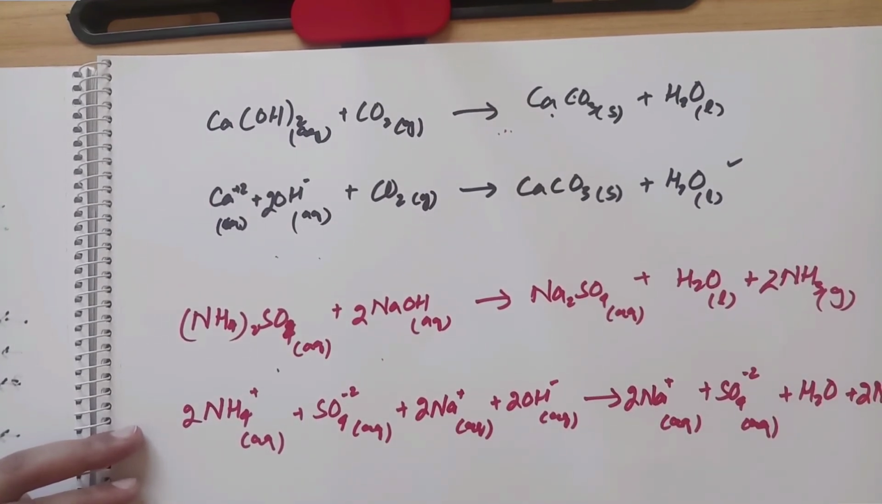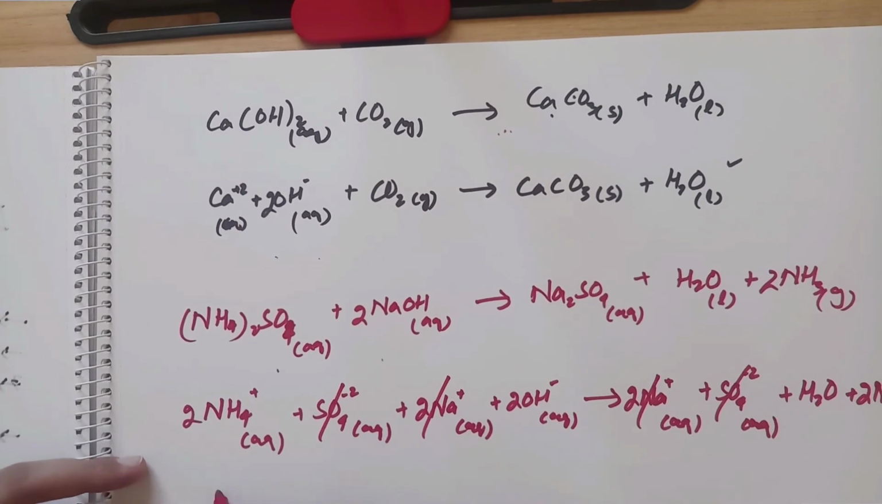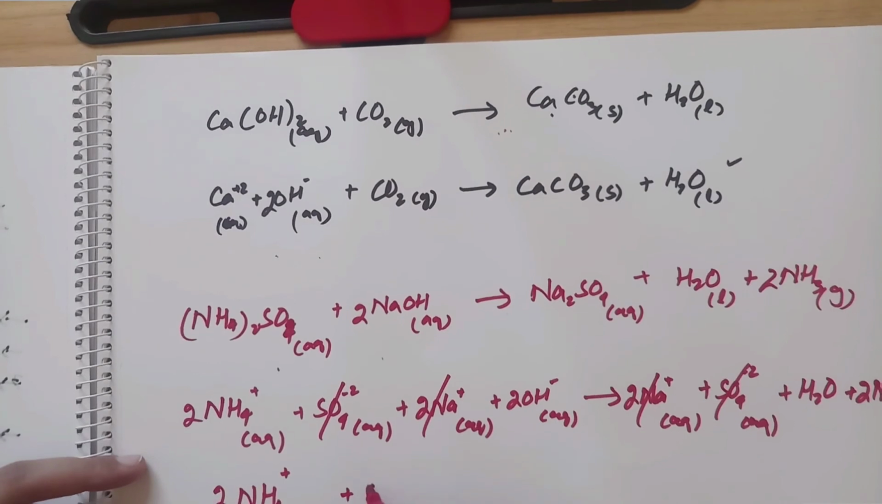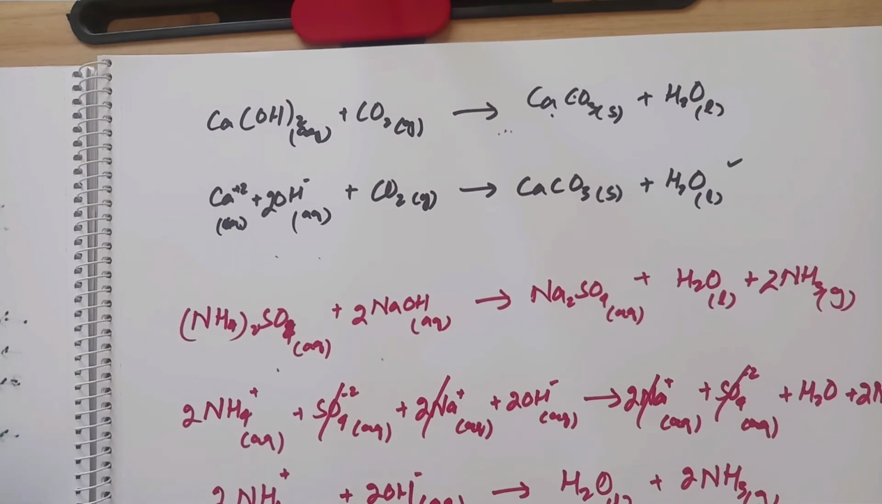So subtracting the spectator ions, sodium and sulfate and sodium, what will be the next equation? 2 ammonium ions, that is aqueous, and 2 OH, that is aqueous, give us H2O liquid and ammonia gas. So it means the ammonium ions and OH ions present in the solution are responsible for the chemical reaction. So this is the whole about the ionic equations. Thank you.